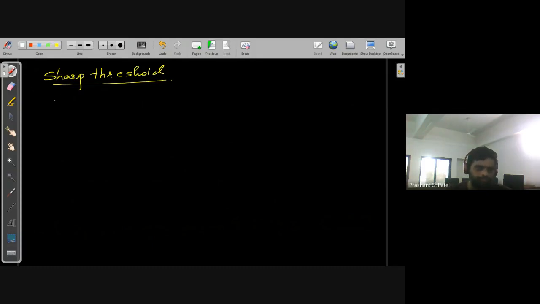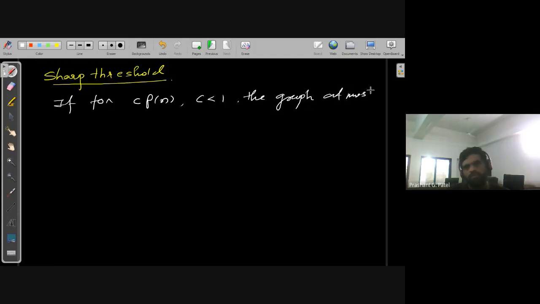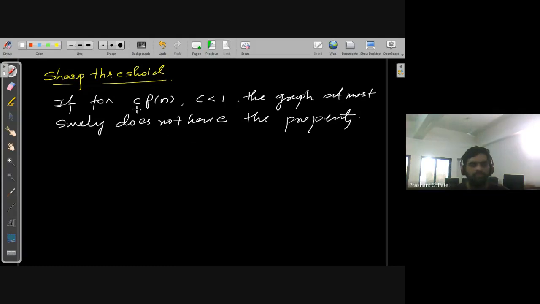So if you have c into Pn, if the value of c is less than 1, the graph almost surely does not have the property. So for this value c into Pn, where the value of c is less than 1, the graph does not have that property.